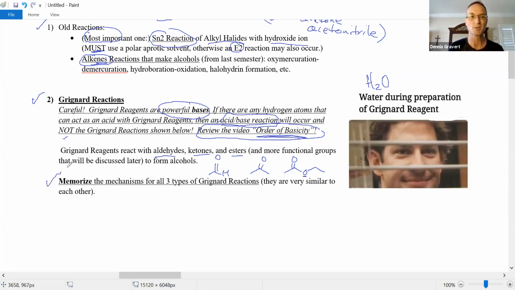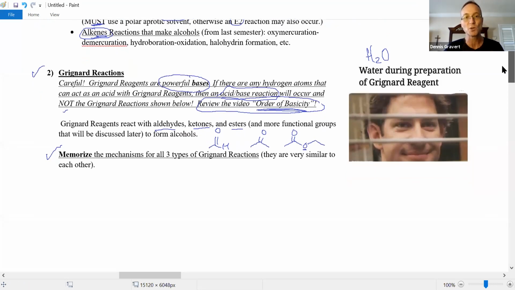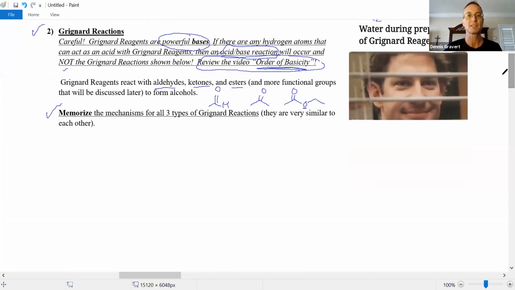Cool. You need to know those. Again, Grignard reactions are one of the most popular, most useful ones in organic chemistry. So yeah, we need to know how they work. We need the step-by-step mechanisms. Let's talk about how to prepare a reagent so you can do a Grignard reaction. That's next. Okay, so first we have to make the Grignard reagent.